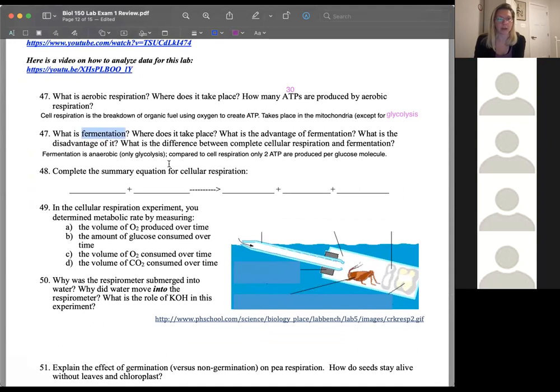So let's go over that summary equation for cell respiration. What are our inputs and outputs here? Don't worry about the values for everything, but just give me the molecular summary.